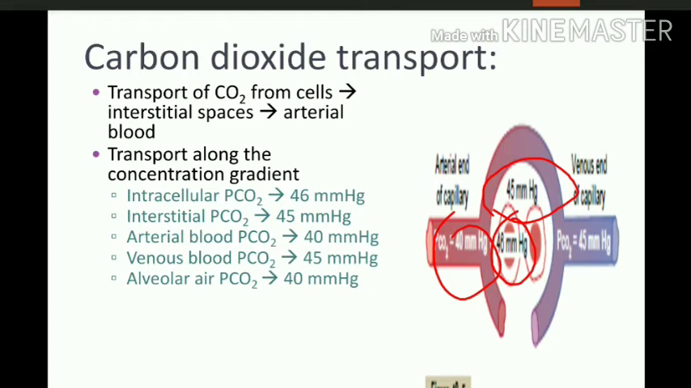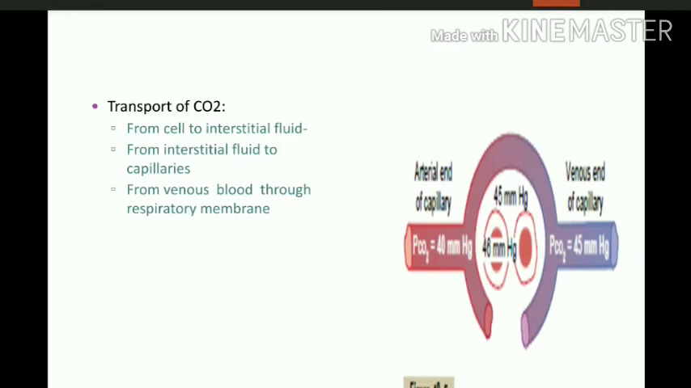And you can see here, in the alveolar air, partial pressure of carbon dioxide is again 40 mm of mercury. Therefore, carbon dioxide is transported from the cell to the interstitial fluid, from interstitial fluid to the arterial blood, and from venous blood to the alveoli.